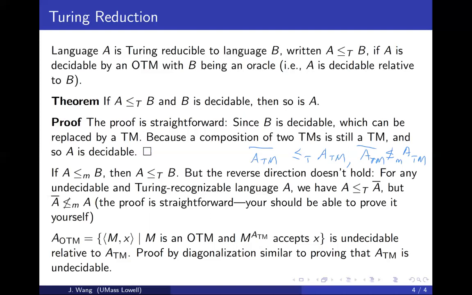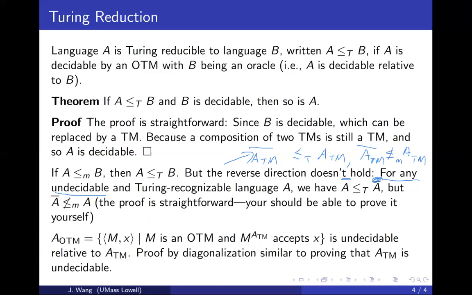Here's another thing, an explanation. For any undecidable and Turing recognizable language A, we have A is Turing reducible to the complement of A, but the complement of A is not mapping reducible to A. Okay, so just to make this happen.